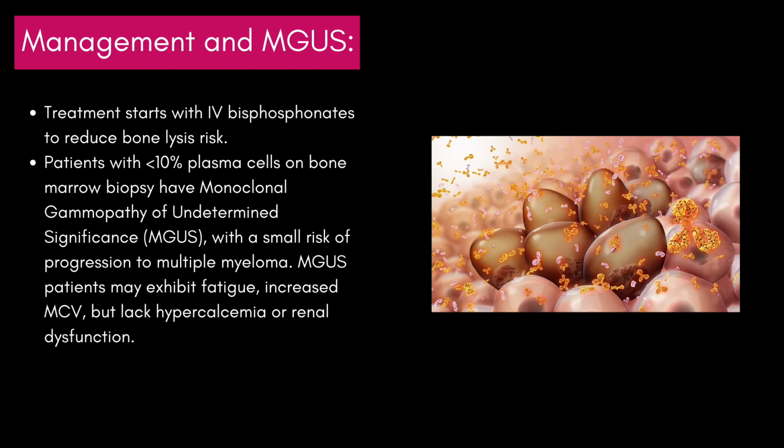Let's start by taking a look at the management procedures and monoclonal gammopathy of undetermined significance, also known as MGUS. Treatment starts with intravenous bisphosphonates to reduce bone lysis risk. Patients with less than 10% plasma cells on bone marrow biopsy have monoclonal gammopathy of undetermined significance, MGUS, with a small risk of progression to multiple myeloma. MGUS patients may exhibit fatigue and increased mean corpuscular volume, but lack hypercalcemia or renal dysfunction.